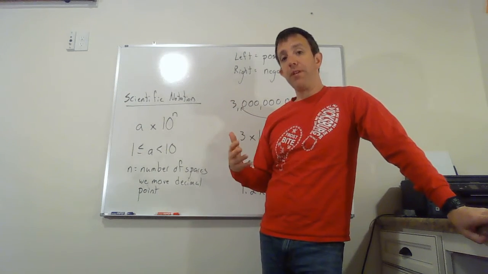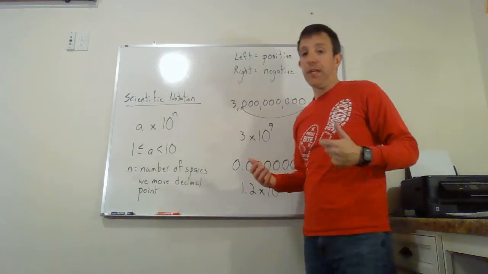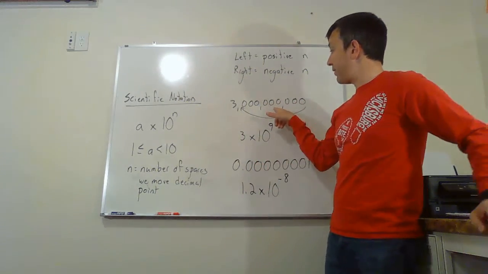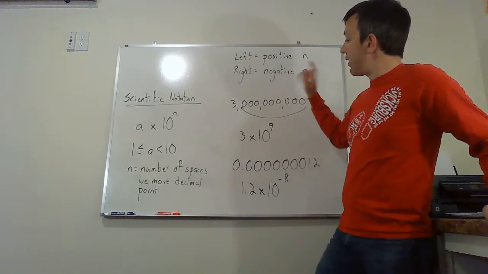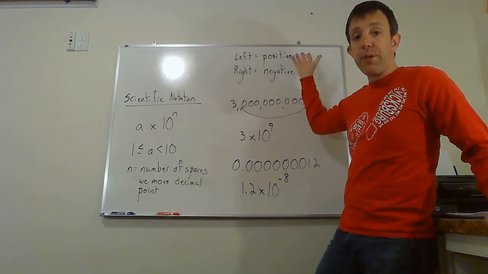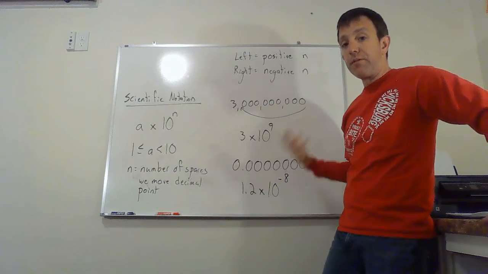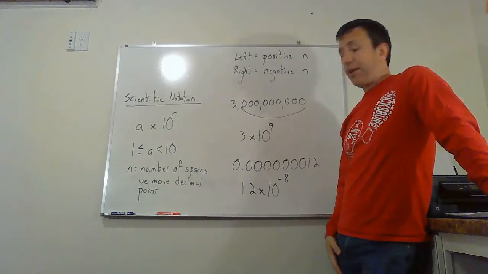Okay, because what we want to do is take these very large or very, very small numbers and basically cut out a lot of zeros. Case in point here, you can see I have 3 billion. It's a very large number. One other thing though, if we move the decimal point to the left, we get a positive value for n. If we move it to the right, we get a negative value for n. So I have 3 billion.